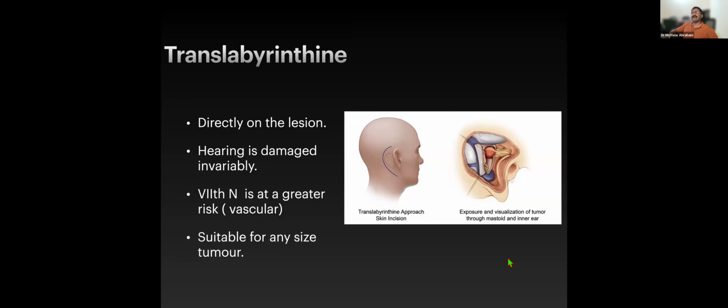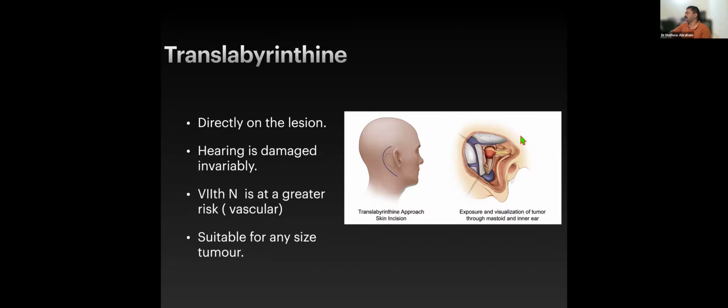I shall go briefly into the translabyrinthine approach. You land directly on the lesion. For those who do not want to mess around with the cerebellum and perhaps even the brainstem, this is the approach. You can deal with any size lesion through this approach. However, the seventh nerve is under greater risk, mainly because of vascular injury.